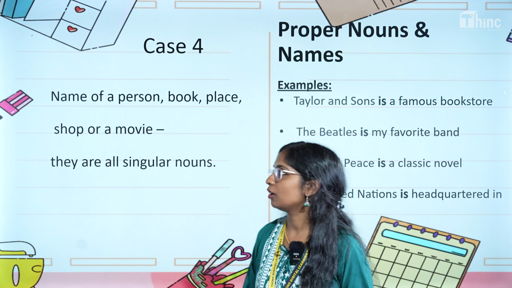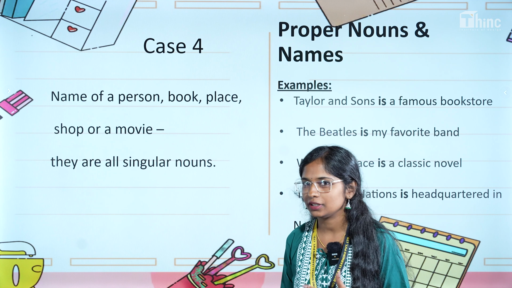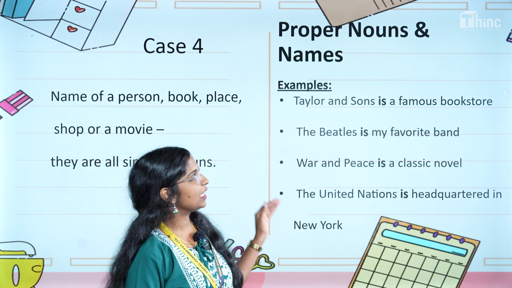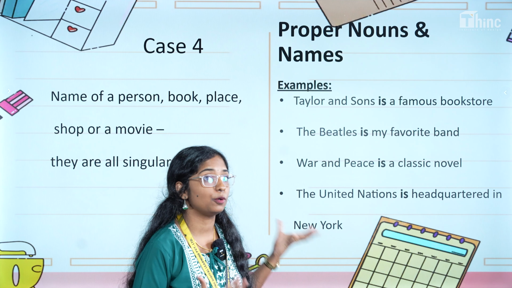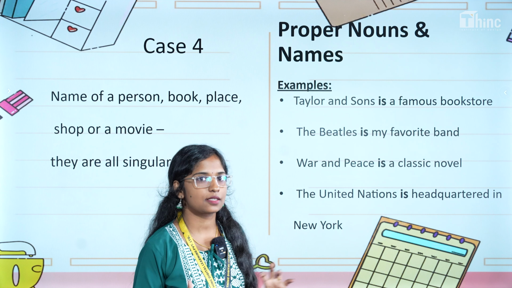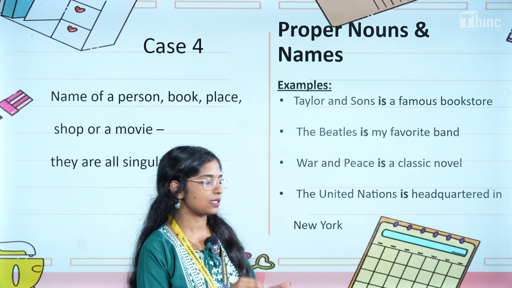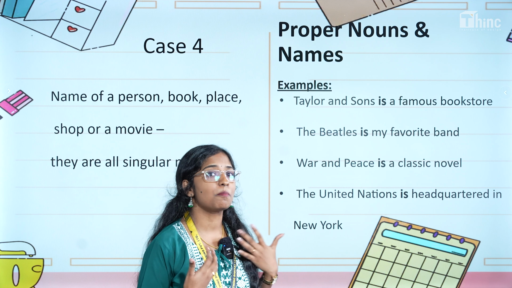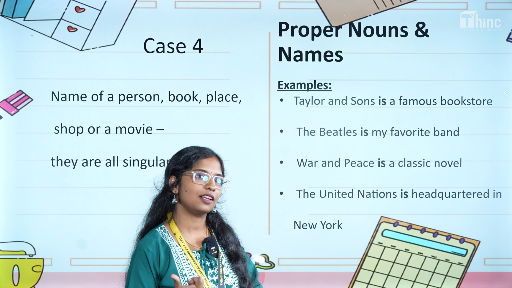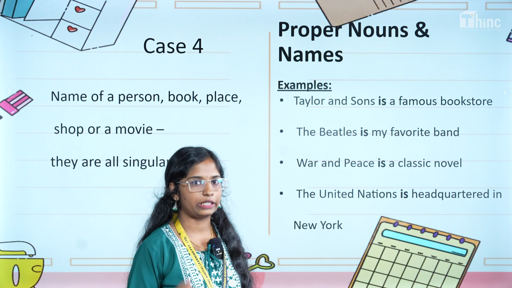When we are talking about a name of a person, book, place, shop or a movie, we use a singular verb. Let us look at the examples. Taylor and Sons is a famous bookstore. Just because you see a Sons here doesn't mean that it is an R. Taylor and Sons is the name of a bookstore, so we use is. The Beatles is my favorite band. War and Peace is a classic novel. The United Nations is headquartered in New York.